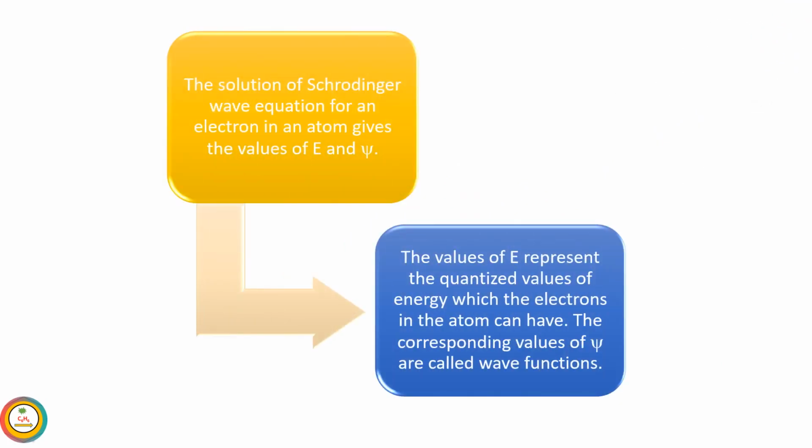The solutions of the Schrodinger wave equation for an electron in an atom give the values of E and psi. E means total energy and psi means wave function. The value of E represents the quantized value of energy which the electron in the atom can have. The corresponding values of psi are called the wave functions. There are many energy levels present in an atom. All the energy levels are quantized. Energy of those levels is quantized.